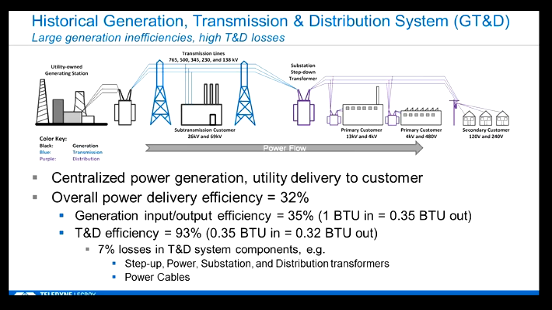Traditionally, this is what utility generation, transmission, and distribution looked like. Basically, you have a big centralized plant, and it would send power one way to the user. So the power flow was one way. The power delivery efficiency was extremely low.